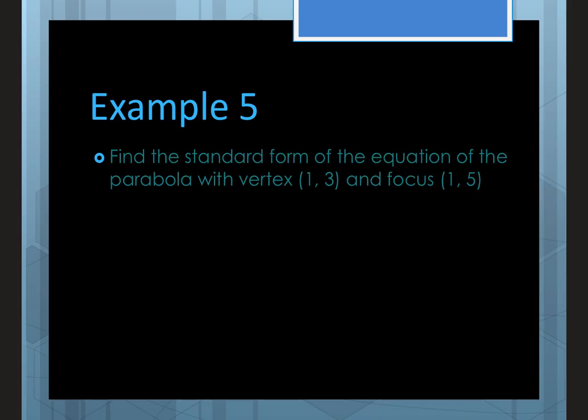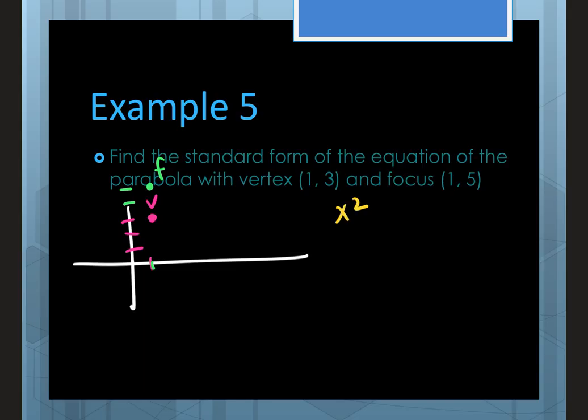Okay. One more and then we'll call it quits for today. So find the standard form of the equation of the parabola with a vertex at (1, 3) and a focus at (1, 5). So I've got a vertex at 1, 1, 2, 3. Here's my vertex. And my focus at (1, 5). So what direction is it facing? Up, which means which one gets squared? X squared. Positive or negative 4p? Positive 4p.